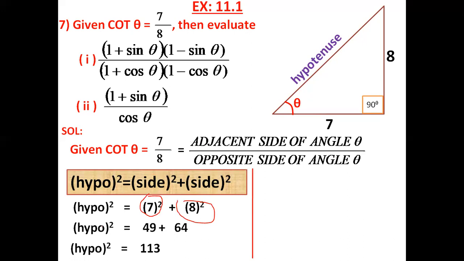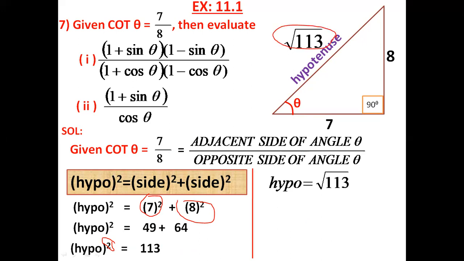If this square goes to the right side, then it becomes a square root. So the hypotenuse is equal to under root 113. So what we got: hypotenuse is under root 113. Substitute it in the figure. In the figure, the hypotenuse value is under root 113.